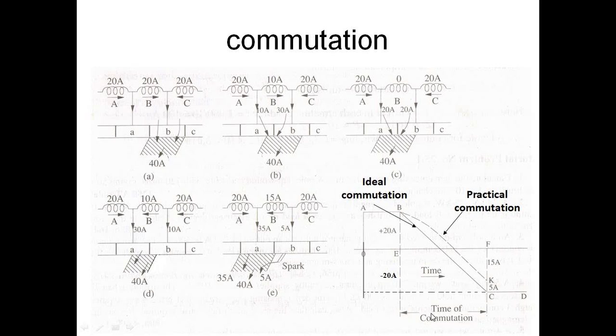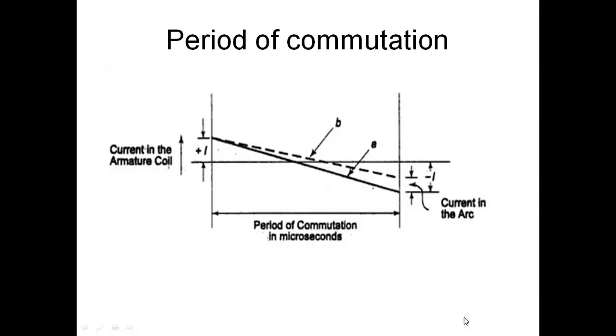In the period of interval, positive and negative, that is the time of commutation. The next diagram, the period of commutation, will be clearly explained. Positive and negative both are equal. That is called the period of commutation in microseconds. And if positive and negative are improper, the commutation is incomplete, which means it will create the spark.